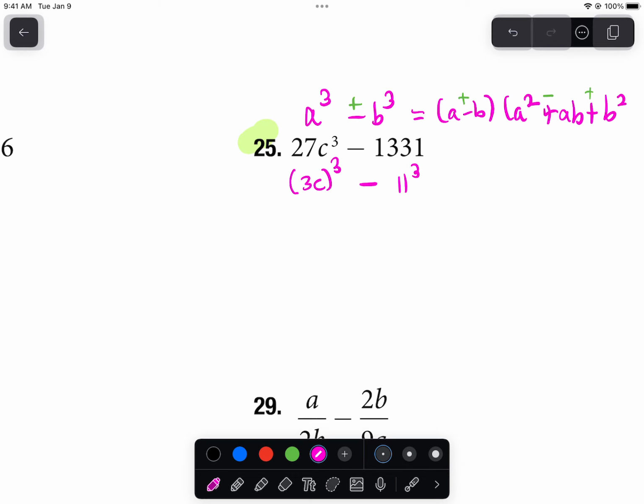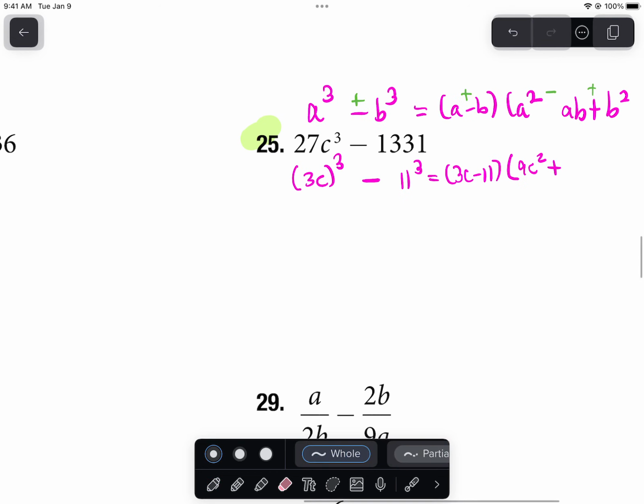So if we use the one in pink, our answer is going to be 3c minus 11. Now when you square 3c, square all the pieces, so that would be 9c squared. Plus ab means that we are going to multiply a and b. So if we multiply a and b, 3c times 11 is 33c, and then 11 squared is 121. So that's the formula.